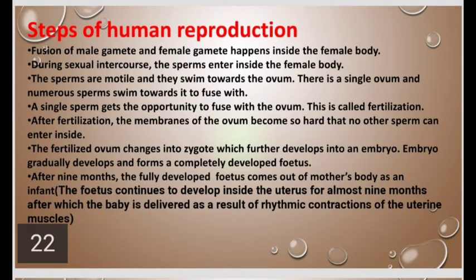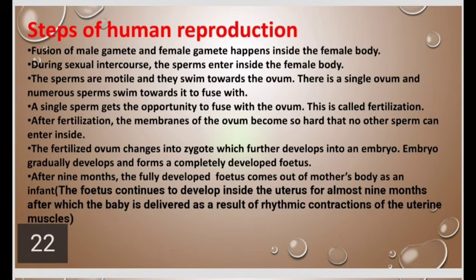Steps of human reproduction. Fusion of the male gamete and female gamete happens inside the female body. During sexual intercourse, the sperms enter inside the female body. The sperms are motile and they swim towards the ovum. There is a single ovum and numerous sperms swim towards it to fuse with it. A single sperm gets the opportunity to fuse with the ovum. This is called fertilization.